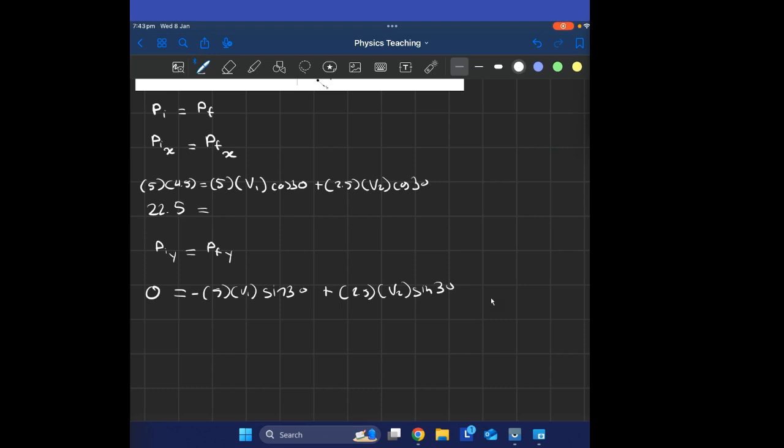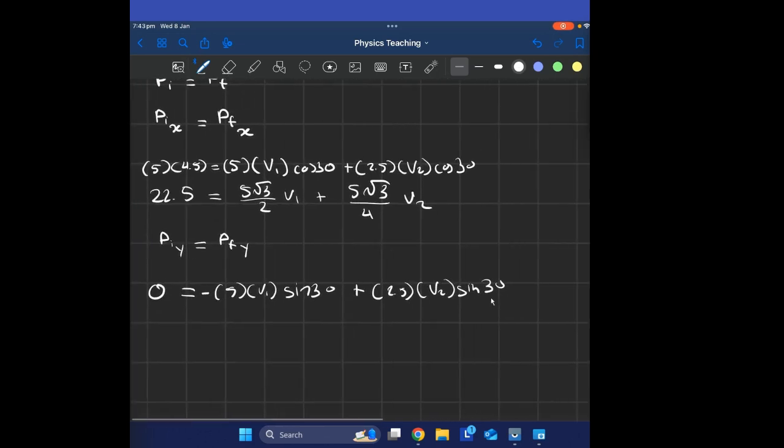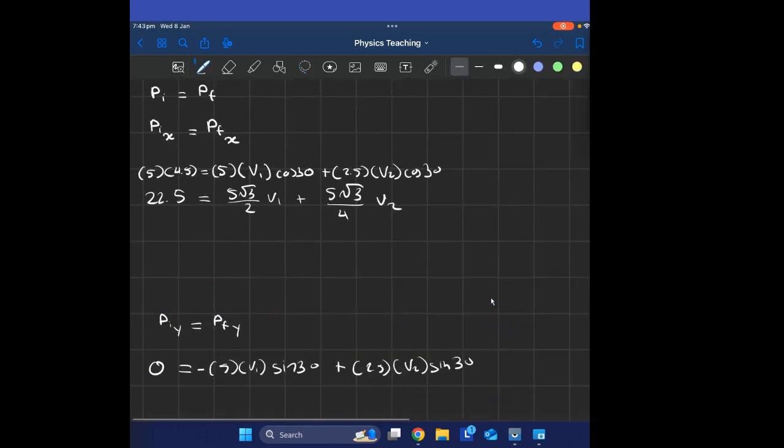22.5 is equal to, and then cos 30 is going to be root 3 on 2. So 5 root 3 on 2 v1 plus 2.5 times cos 30, that's just going to be 5 root 3 on 4 v2. Now what I'm going to do, I'm going to multiply everything by 4 just to get easy numbers to work with.